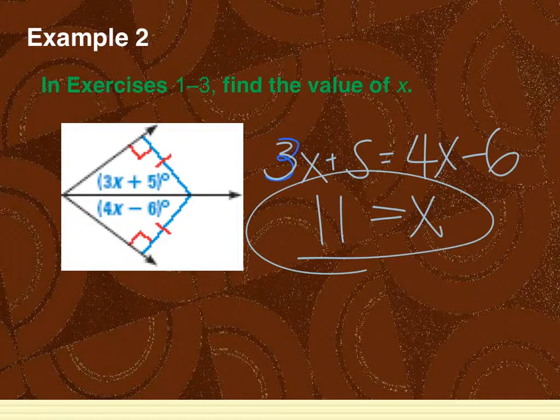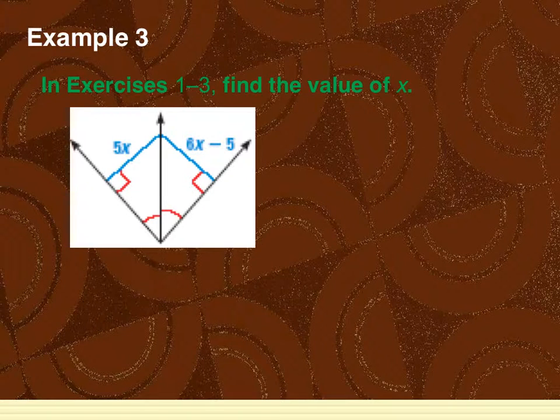What are those two expressions? What do they represent? The angle in here. So what if I had asked you for the value, let's say this is angle ABC. What if I asked you for the value of that angle? How could you find it? Take the 11, plug it back in, right? And then what? And then double it, or add the two together, right? Does that make sense? Yeah, okay.